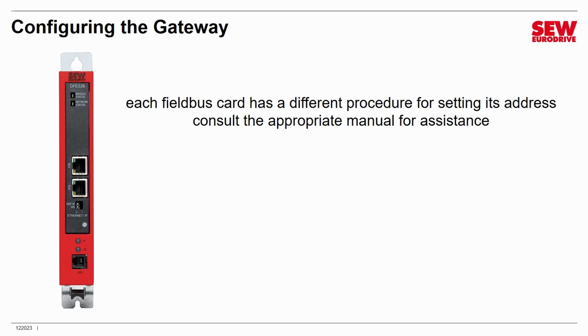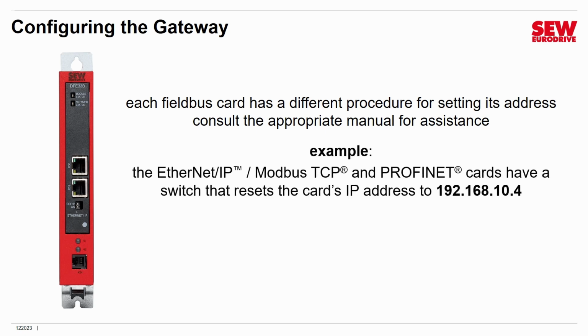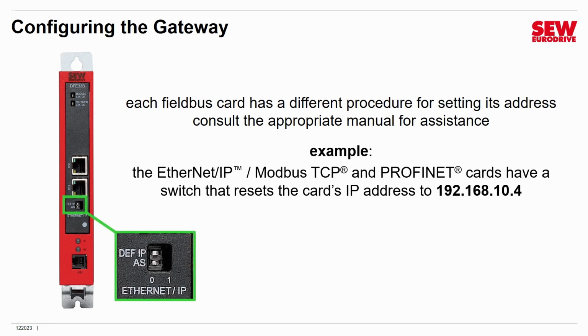Some of the classic cards use dip switches. The Ethernet-based ones are set up using software. What I'm going to do is give you an example that applies to many of the Ethernet-based ones. This will apply to the Ethernet IP, Modbus TCP, and Profinet cards. All of these use a standard IP address. Each one of these cards has a dip switch that resets it to use SEW Eurodrive's standard default address, which is 192.168.10.4. The one we're interested in is the one that is DEF IP, which stands for default IP.